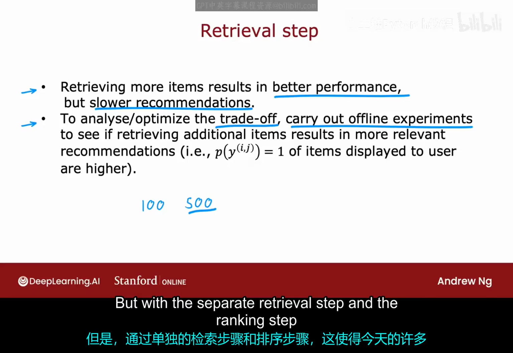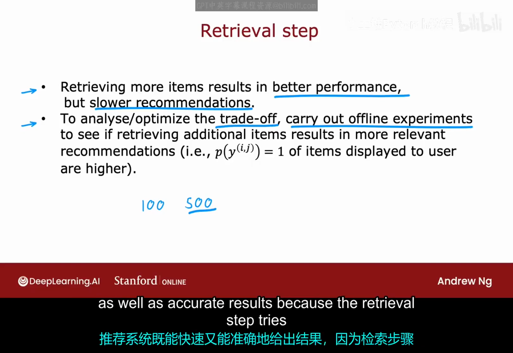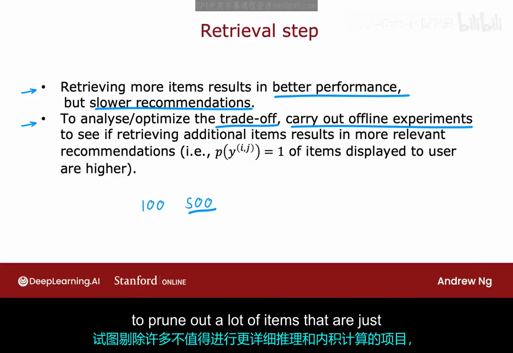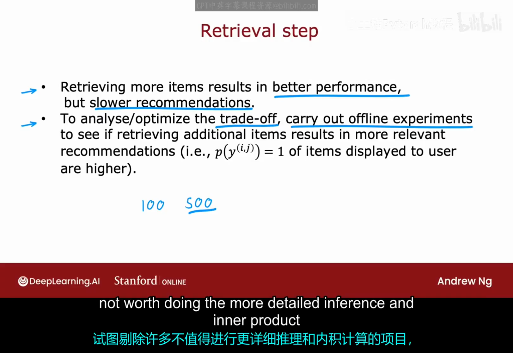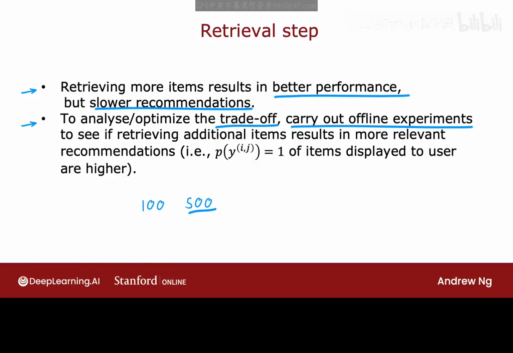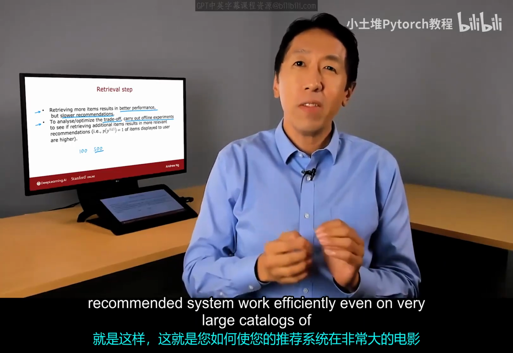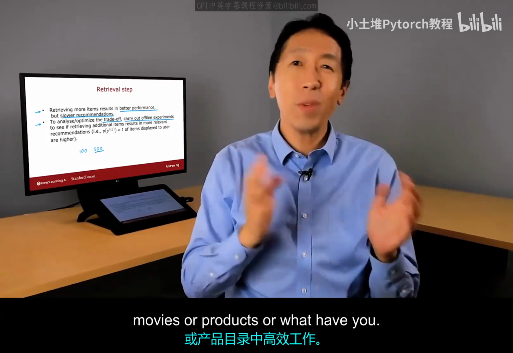But with the separate retrieval step and the ranking step, this allows many recommender systems today to give both fast as well as accurate results, because the retrieval step tries to prune out a lot of items that are just not worth doing the more detailed inference and inner product on. And then the ranking step makes a more careful prediction for what are the items that the user is actually likely to enjoy. So that's it. This is how you would make your recommender system work efficiently, even on very large catalogs of movies or products or what have you.